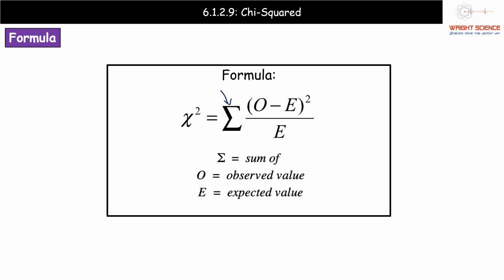First of all, this lovely little Greek letter here just stands for sum of. So what we're going to do is basically add together all of the values that we get from this calculation on this side. Now where we see O, that means the observed value, E is the expected value, and do note what we're doing on that right hand side. So we've got O minus E, so your observed minus the expected, and then we're going to square that value. Once we've squared it, we then divide it by the expected, and you do that for each pair of values that you've got before adding them all together to give you your value of chi-squared.